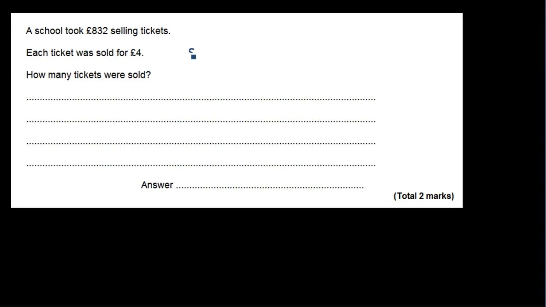So 832 divided by the £4 here. 832 divided by 4. Well, immediately we can see that this can be simplified. So we can halve it to make 416. And if we halve the top, then we've got to bring this down as well by the same amount. So we also scale this down by half, which gives us 2.